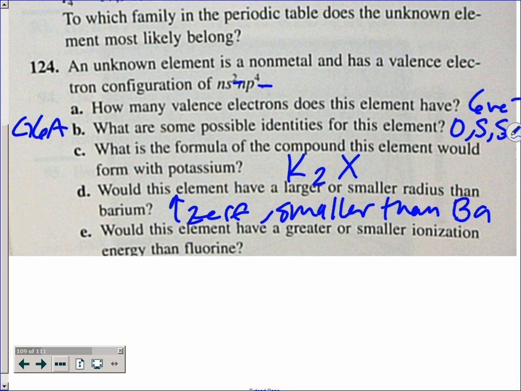And then E, would it have a greater or smaller IE? Smaller, because fluorine's one of the greatest, right? So it's definitely going to have a lower one, and that's simply because of its lower Zeff with reference to fluorine.